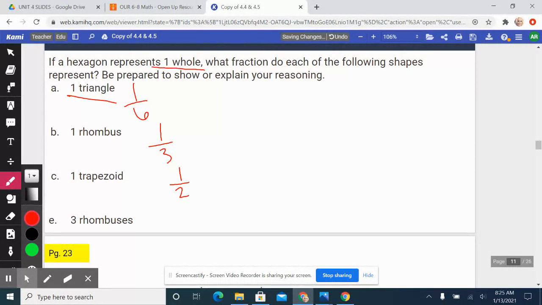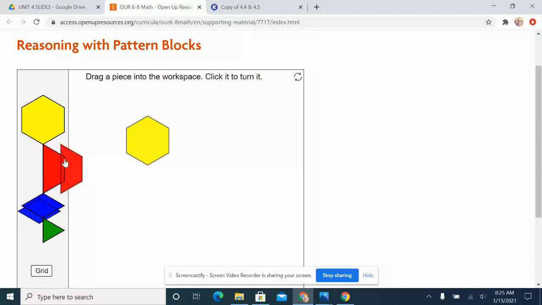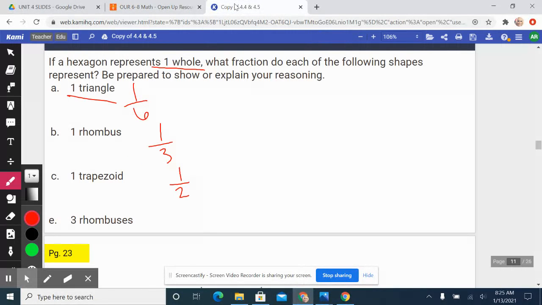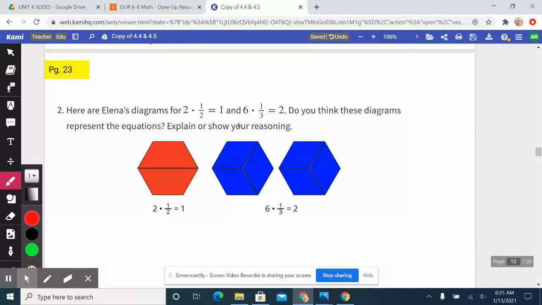So that's C. Now we're going to jump to E, and we're going to do 3 rhombuses. Okay, so here's 1. I already did that one. Here's 2. And then here's a 3rd one. And I'm sure most of you already know the answer, but it makes a whole. So 3 of them make 1 whole. So the answer right there is 1. Okay, so now you're going to turn to page 23. And that's where we're going to go next.